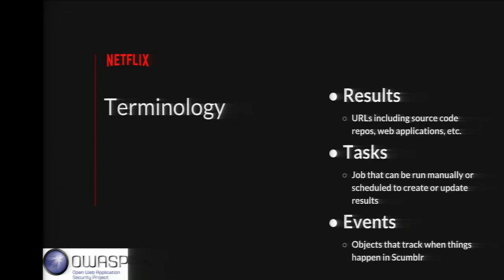And finally, events. And events are basically just like they sound, they're objects that track when something has happened in Scumblr. So these originally came out of the desire to have a type of an audit log so that we could tell when someone goes in and makes a change to a result or tries to action a vulnerability. But it also does things like track when a task has run and what a task has found, if it's updated any results, if it's found any new information. All of these different actions will create events and allow us to search and sort and filter and alert on the different things that happen in Scumblr.